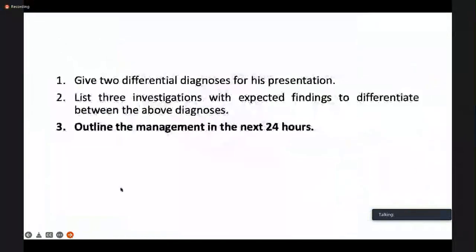Right. So the next thing is the management. Let's say this is bronchiolitis. How would you manage in the next 24 hours?